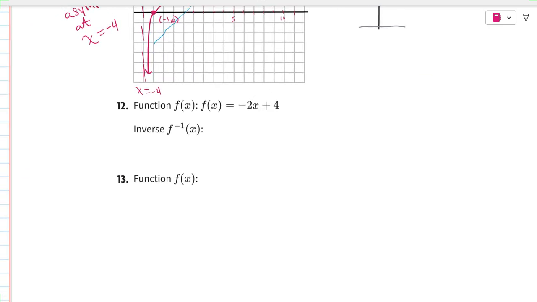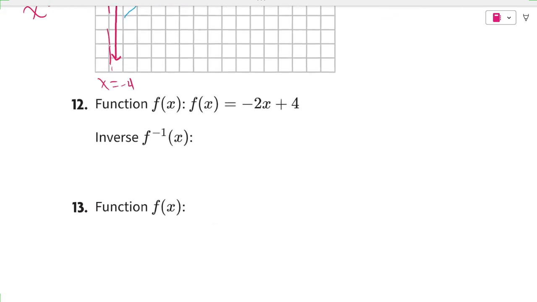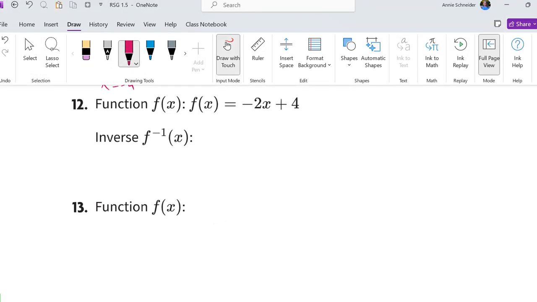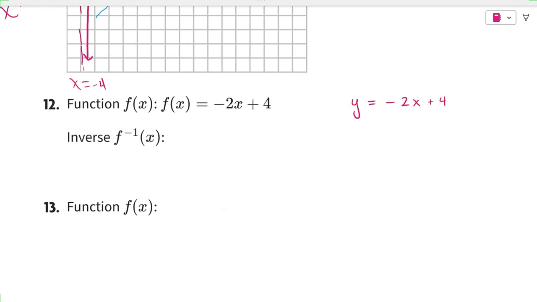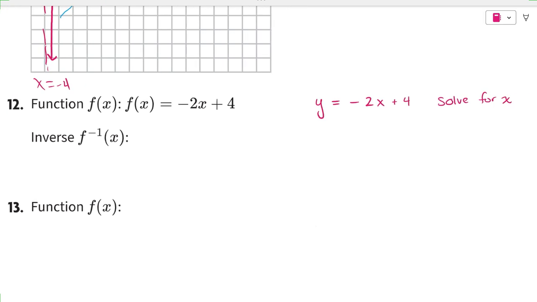Okay, anyways, problem 12. So here they give us an equation this time. When we want the inverse function, sometimes I like to just write it as y to start to make my algebraic work a little simpler. We're really solving for this input value. So solve for x. Some people like to say switch your x and y and solve for y, but I'm just going to say solve for x here. So I want to undo everything, right? I want to undo my plus 4 with a minus 4.